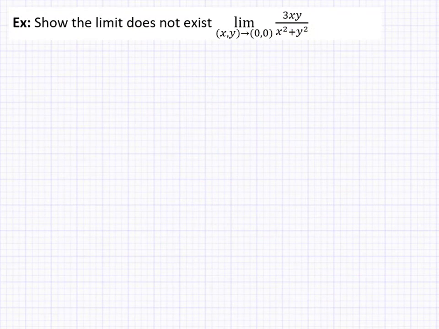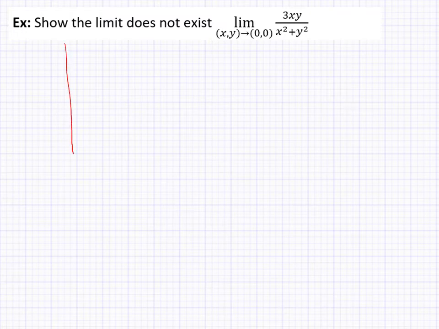So here's one where I'm going to ask you to show that the limit doesn't exist. And like I said, oftentimes this could be easier than showing the limit does exist. Because what I need to do is show two paths that get me to 0, 0, where I don't get the same function value, the same z value. So I'm approaching 0, 0.